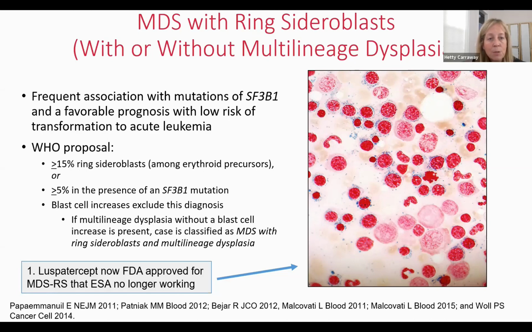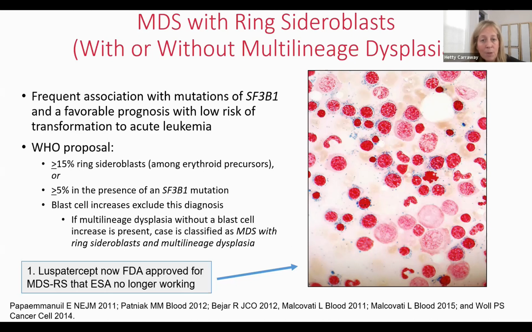We know that there's a frequent association of mutations of SF3B1 and a favorable prognosis with low risk of transformation to AML. And in the WHO, the pathologists use specific criteria to identify patients with MDS and ring sideroblasts. They have to meet a specific criteria of greater than or equal to 15% rings or greater than or equal to 5% rings in the presence of an SF3B1 mutation.